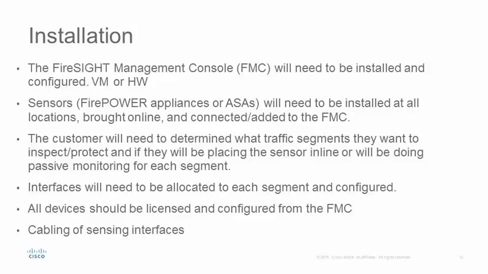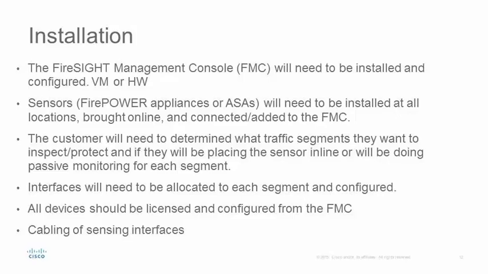The customer is also going to need to determine what traffic they want to inspect and protect. Will they be placing a sensor in line, or will they be doing passive monitoring? If we're going to do passive, make sure that the span is set up according to which VLANs they want to inspect, etc. Interfaces are going to need to be allocated to each segment and configured ahead of time. All devices should be licensed and configured ahead of time, and the cabling needs to all be figured out ahead of time.